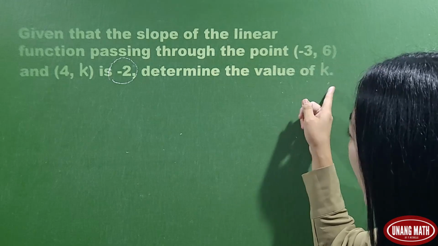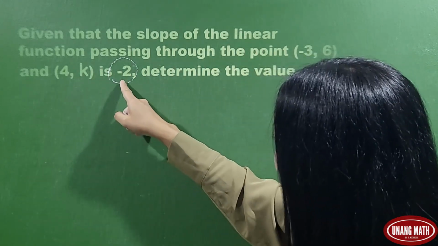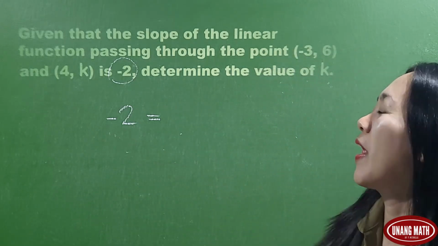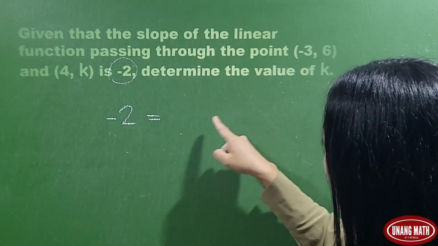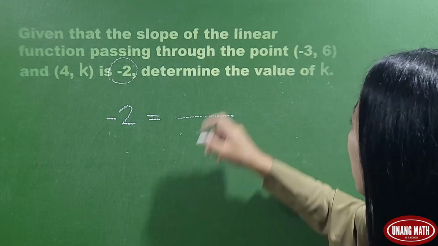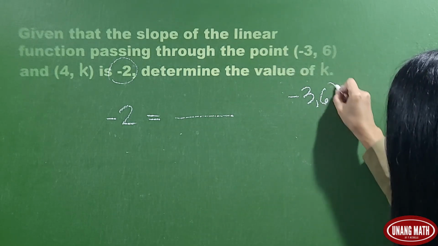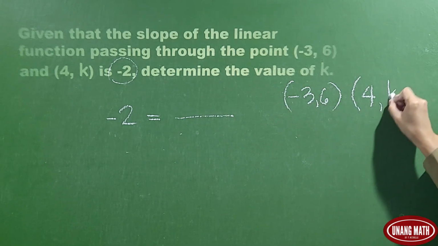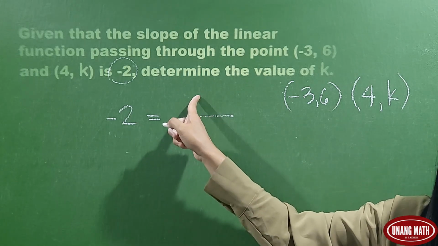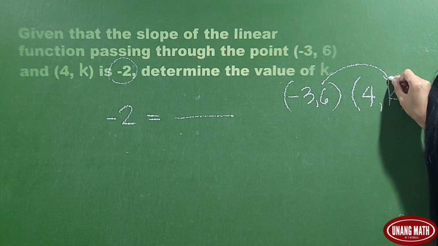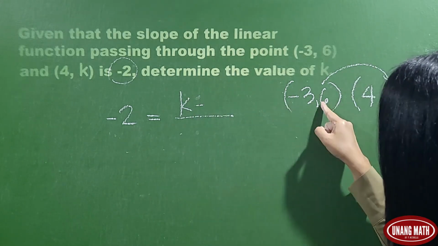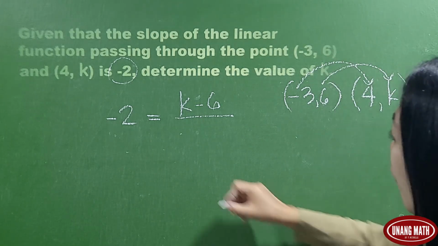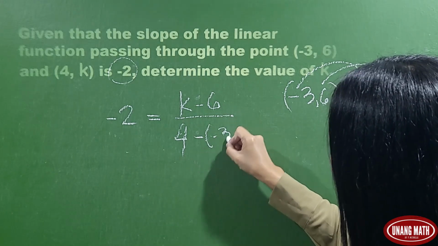So to find the value of k, since these 2 points have the same slope, negative 2, this is equal to the change in y over the change in x. So we have here this point, (-3, 6) and (4, k). Okay, let's find out the change in y. So 6 and k, it means k minus 6. What about the change in x? So from negative 3 to 4, so 4 minus negative 3.